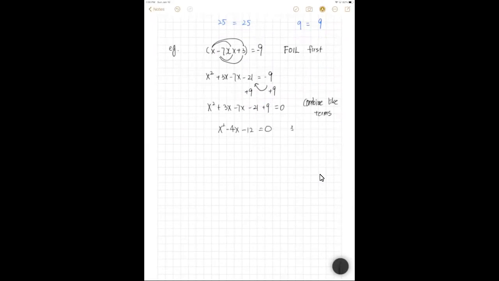Now they have 3 terms. And this equation also equals 0. So that means we can use our zero product rule. Since it's 3 terms, we will use the AC method.